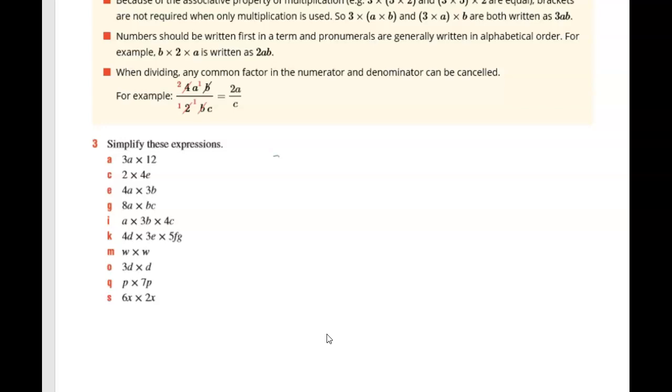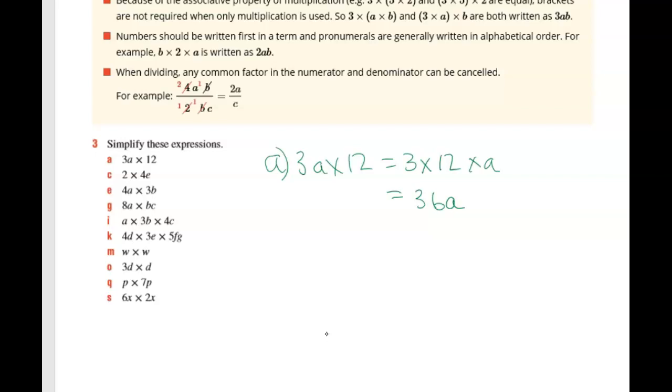So for A, we've got 3A times 12. So we always multiply the numbers. Okay, so this time you can write it as 3 times 12. And then we've got the A, which is effectively times A, but you don't have to write times, you can just write A. So 3 times 12 is 36, and then we've just got the A, so 36A.